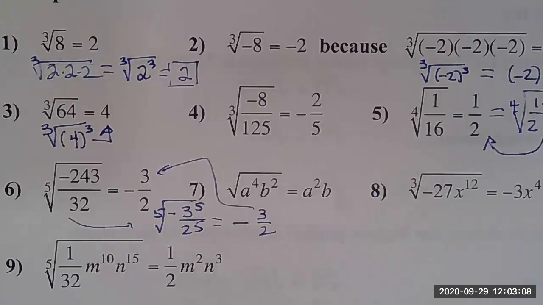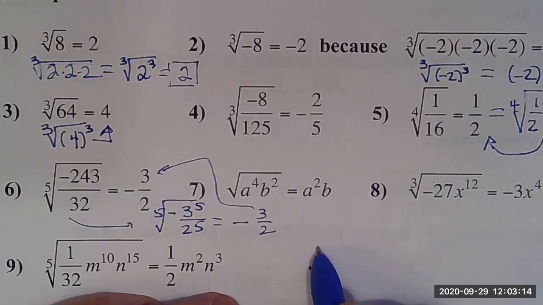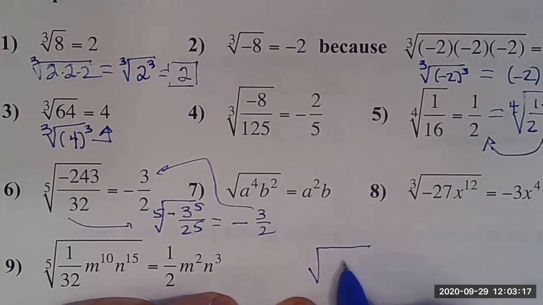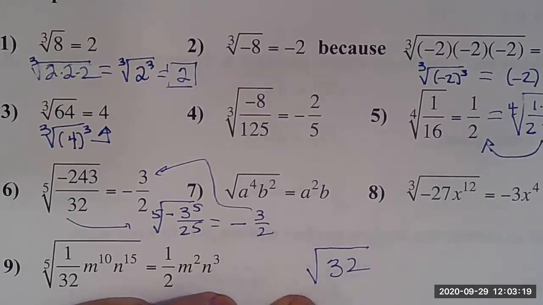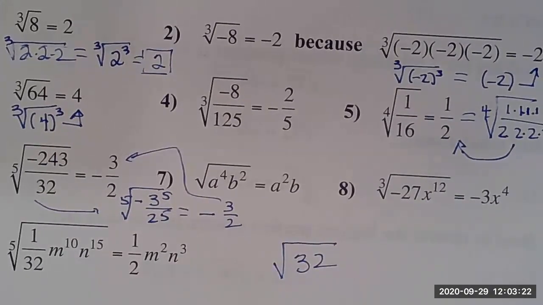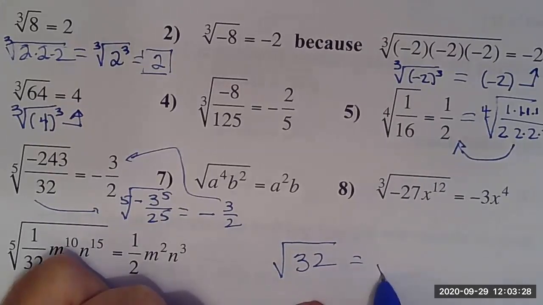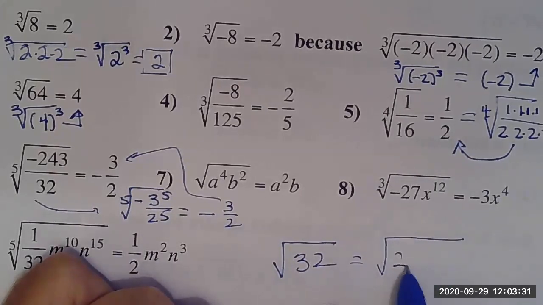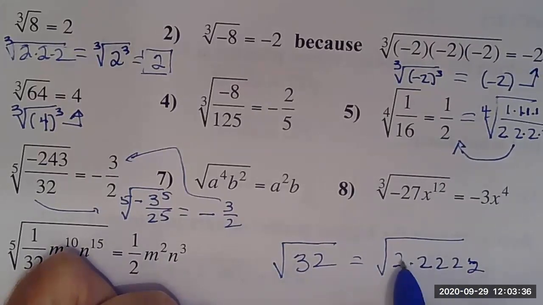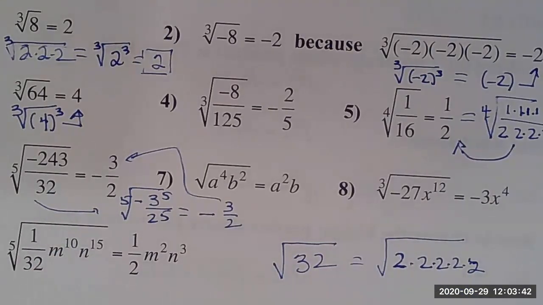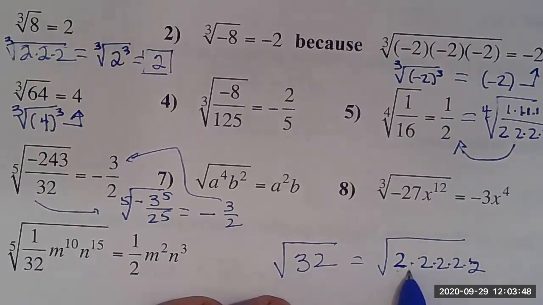Now, with the variables, it gets a little peculiar. Here, I'm going to try something for you. The square root of, let's say, 32. Now, 32 is not a perfect square. 36 is, but not 32. So I know that 32, just from a previous problem, is made up of five 2s. Five of them.